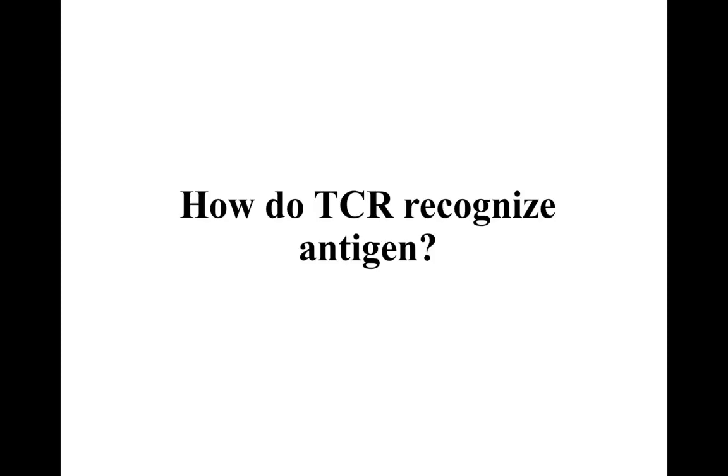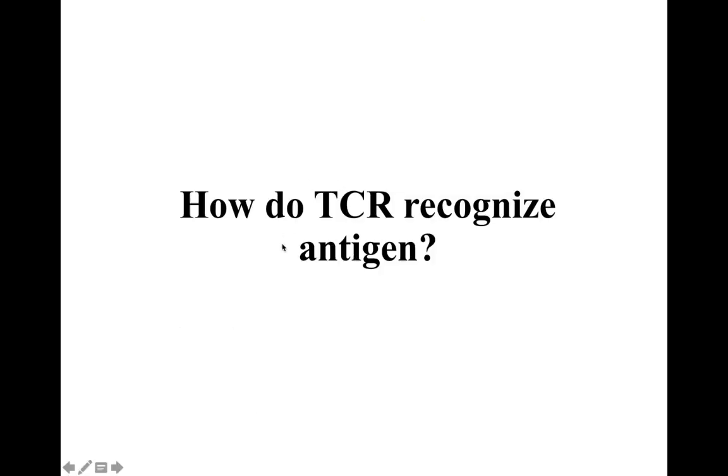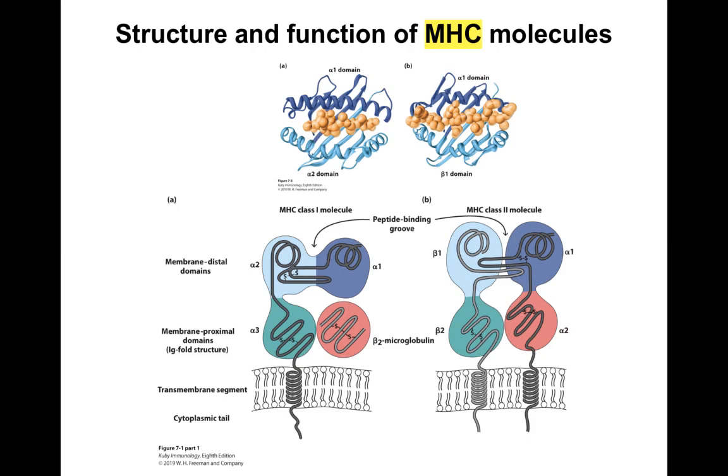How do T cell receptors recognize antigen? They need to see antigen in the context of MHC. So T cell receptors, those alpha and beta chains or the gamma delta, only recognize antigen presented in an MHC molecule. And this here is showing us the MHC molecules, MHC class 1 and MHC class 2.